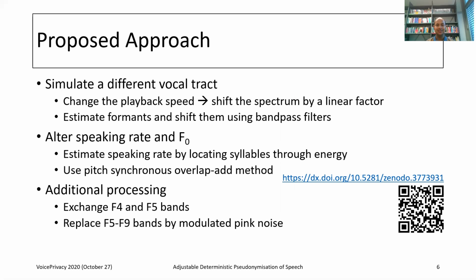So the other thing which we also do is to alter the speaking rate and the fundamental frequency F0. The speaking rate is estimated automatically by locating the syllables. Basically, each syllable contains a low energy region followed by a burst of energy followed by another low energy region. These are detected, and by detecting them, we can also estimate how fast the speaker is speaking.